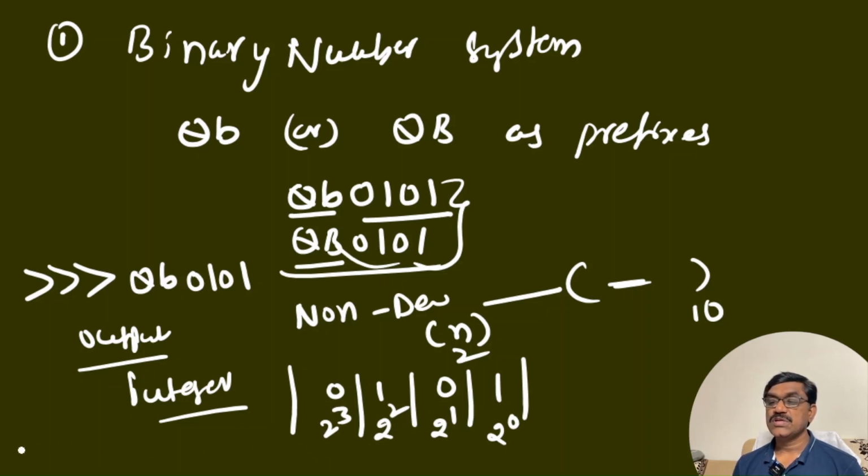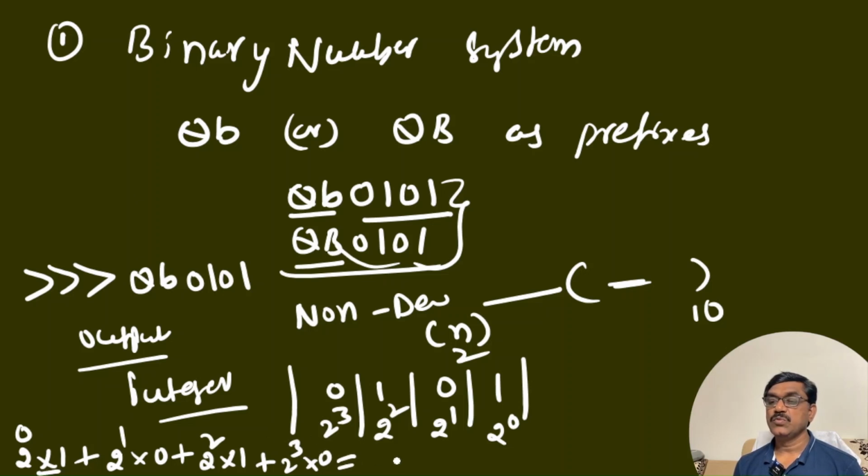First, you start from the most significant bit. You write 2 to the power of 0 into 1, plus 2 to the power of 1 into 0, plus 2 to the power of 2 into 1, plus 2 to the power of 3 into 0. So what is the value we are going to get?